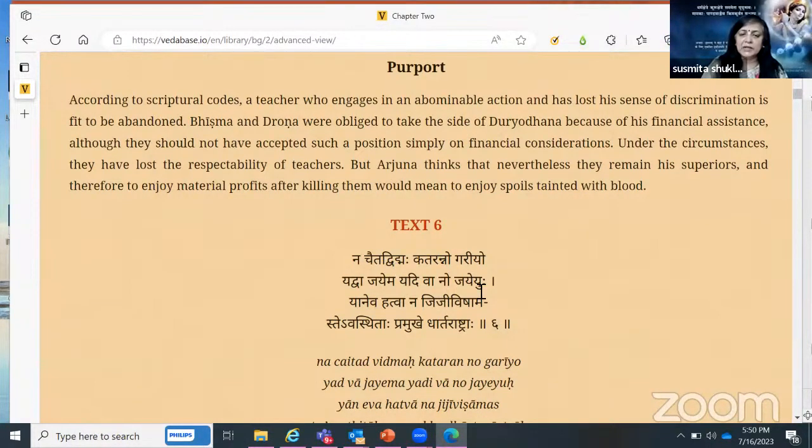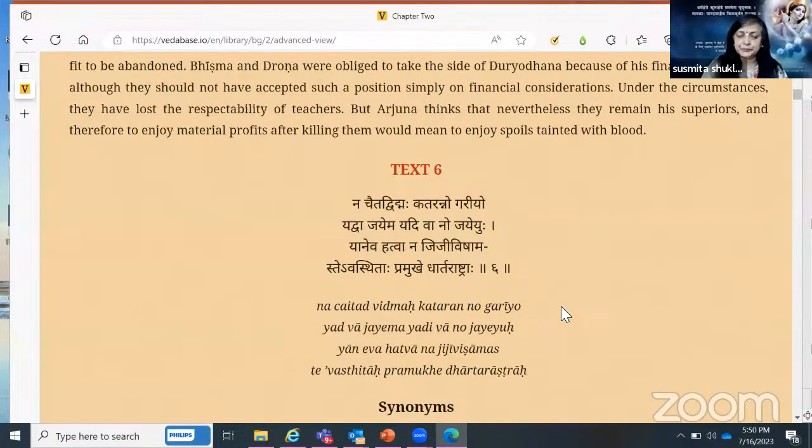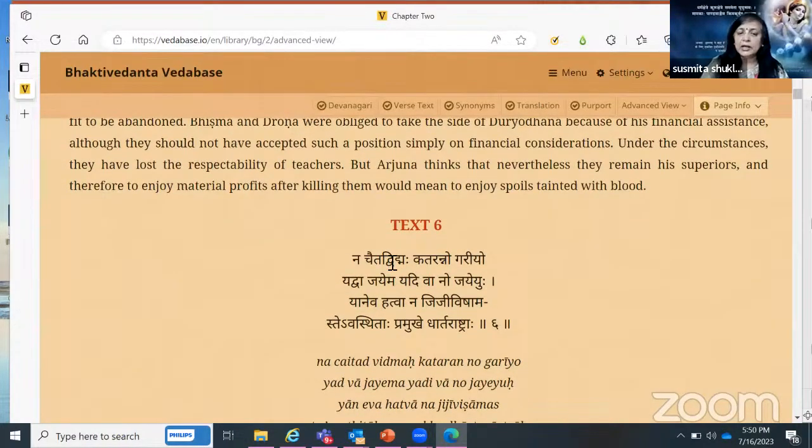Na chaitad vidmah katarno gariyo, yadva jayem yadivano jayeyu, yanev hatva na jijivishama, te avasthita pramukhe dhartarashtra. Now here in this shlok, vidmah means to know, knowledge.